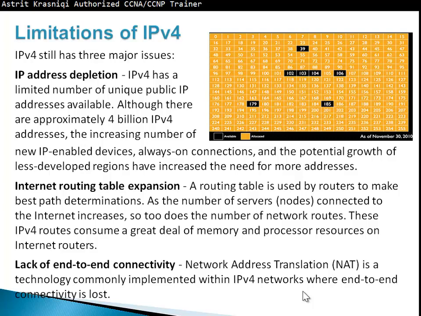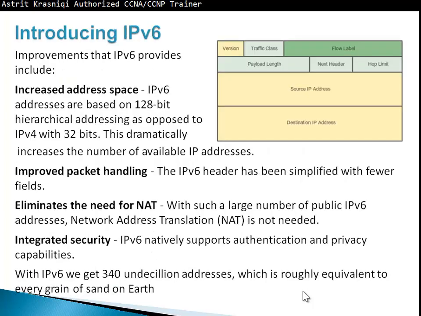But end-to-end connectivity is lost there because there's something in the middle, like a man in the middle, which is, okay, fine, I want that man in the middle, like my router, to change the IP address. But there's no end-to-end connectivity. So for that reason, we have improvements that IPv6 will provide over IPv4.